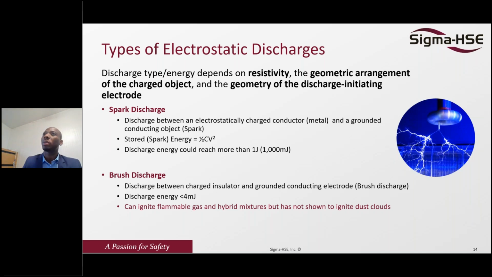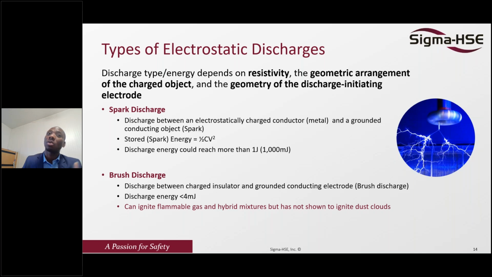So the first one is spark discharge. This is a discharge between electrostatically charged conductors. As I mentioned, if you have a metal to a metal, or a metal which has accumulated charges to a ground, this is what a spark type is. So if we have a kind of energy release through this kind of connection with a conductor or a metal, to maybe a different kind of metal component. As with the bottle, for example, you have a spark ignition.